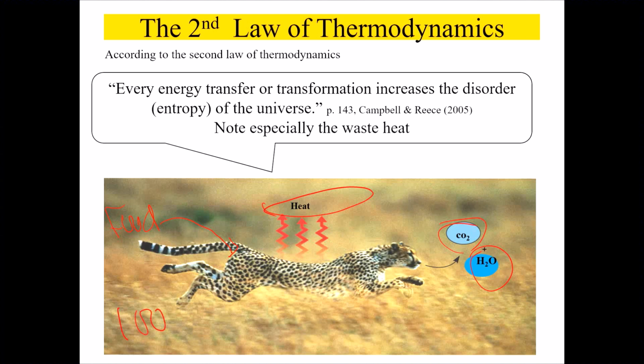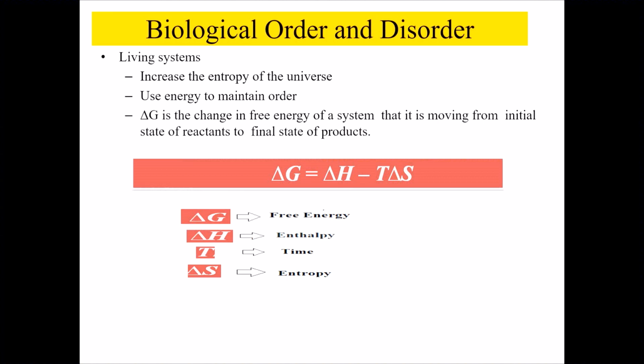So, for example, 100% energy from here. At the end of the day, we could have 80%, and 20% is lost, especially in the form of heat. We talk about biological order and disorder, how the biological system works. We know that a living system cannot be static. If it is static, there is no life.